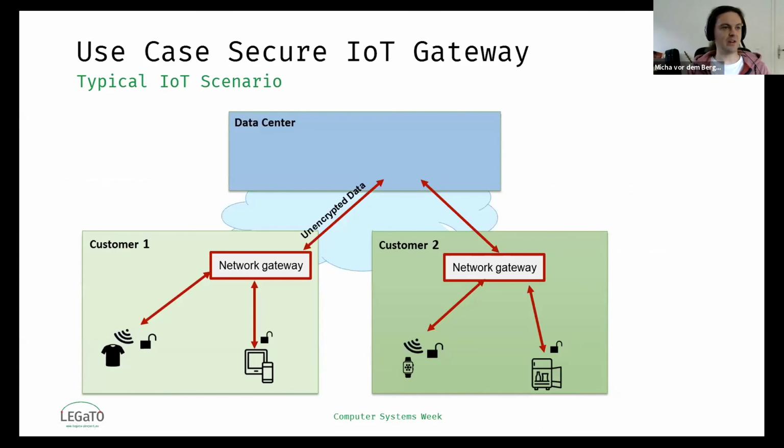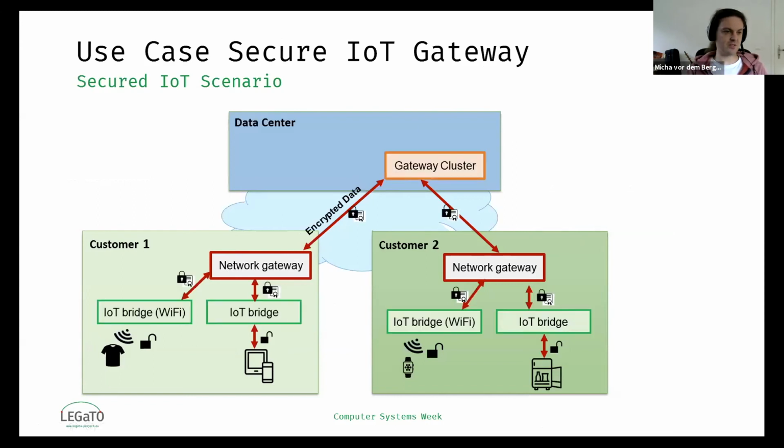And then finally, we have the secure IoT gateway, which we developed in the project. This might be a typical IoT scenario. So we have 2 different customers, each having some devices and a network gateway and sending unencrypted data to a data center. We wanted to encrypt all these things.